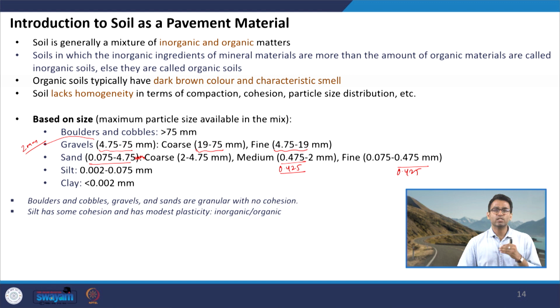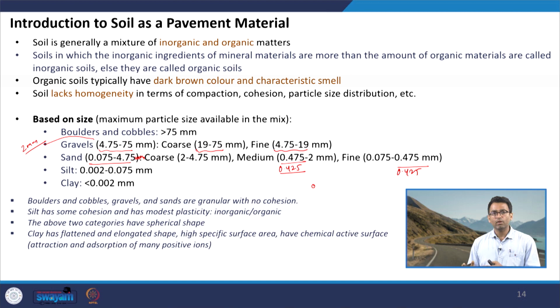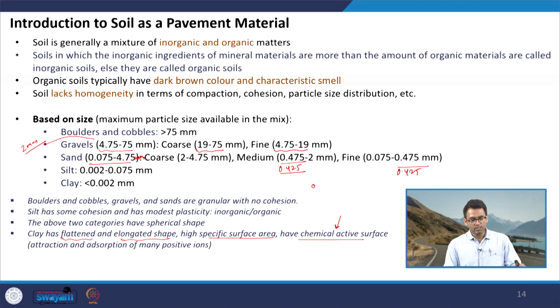These categories, including boulders, cobbles, gravels, sands and silt, are more spherical in nature if we see the shape of the soil particles. On the other hand, clay, which is the lowest category, has a more flattened and elongated shape, very high specific surface area and a chemically active surface. This chemically active surface also makes clay a very peculiar and very critical material from the perspective of pavement construction.